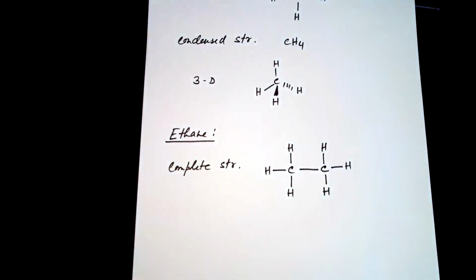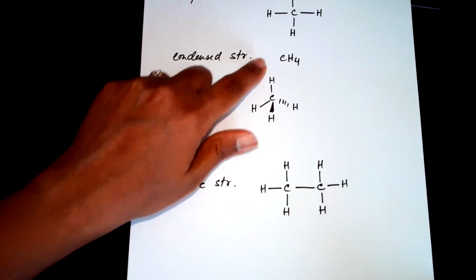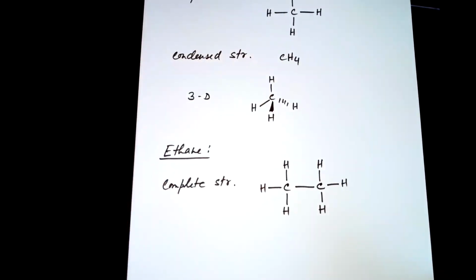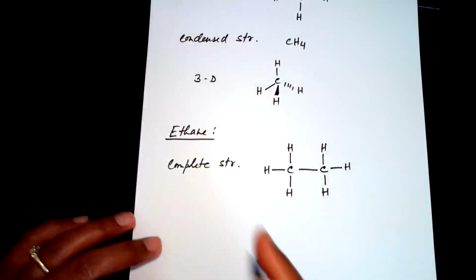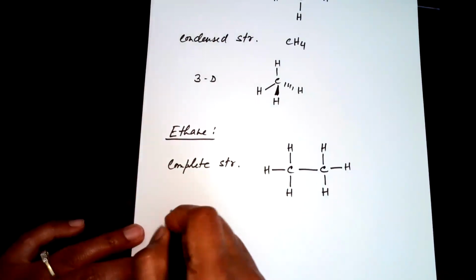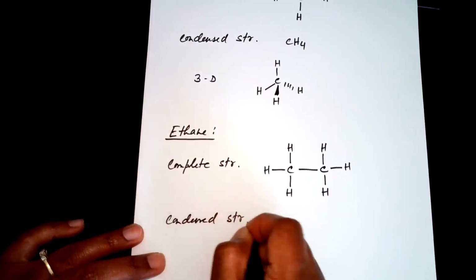Now, if I were to do the condensed structure, this is where you would realize that the condensed structure is not necessarily the molecular formula. That was the problem we had when we were looking at methane. They both look the same because it's just one carbon. But now that I have molecules with more than one carbon, condensed structure should start making more sense.